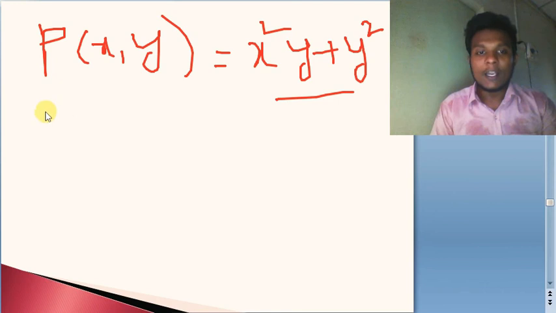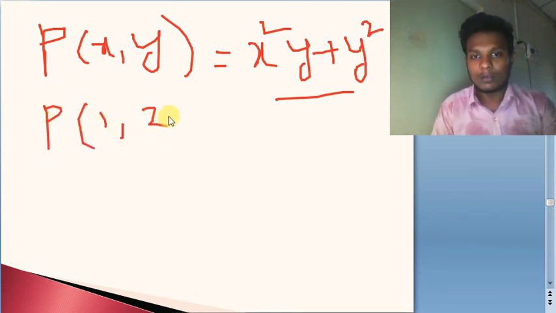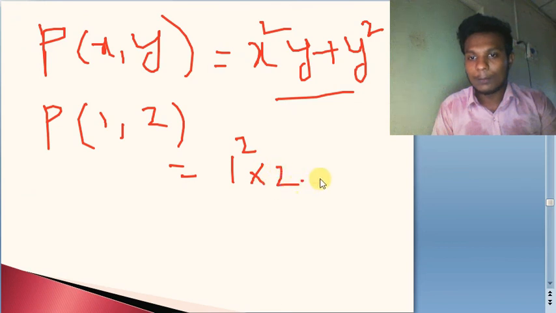Now I'm asking p of 1 comma 2. Remember, this order is very important. In place of x, what is there? 1. Wherever you find x, you have to substitute 1. Wherever you find y, you have to substitute how much? 2. See here, in place of x, I have to substitute 1 squared. In place of y, we have 2, plus y squared, it will be 2 squared. So 1 squared into 2 will be 2. What is 2 squared?